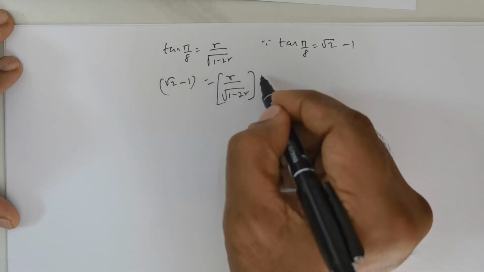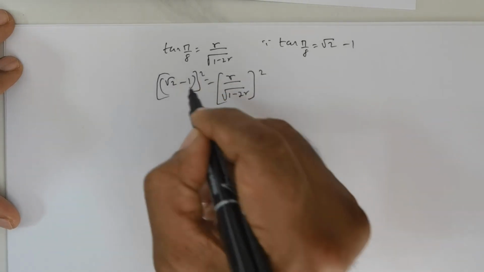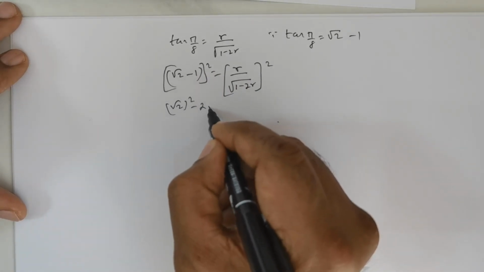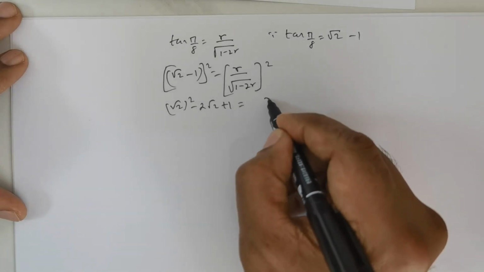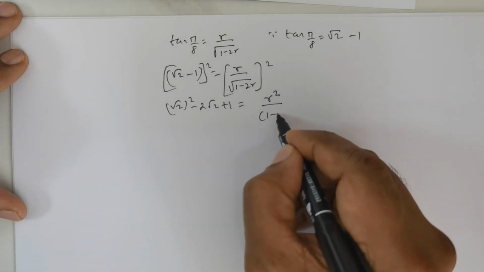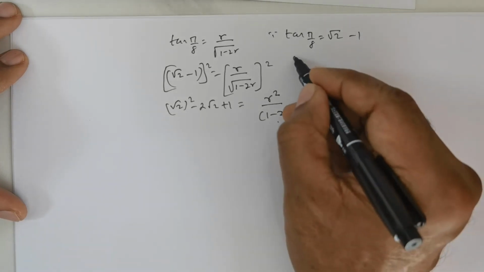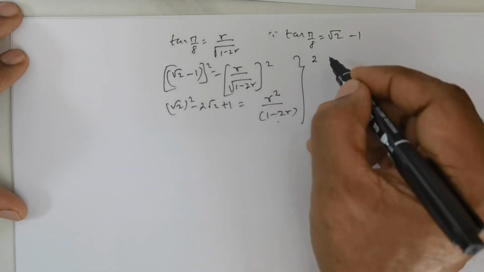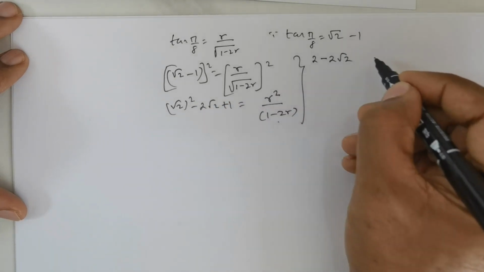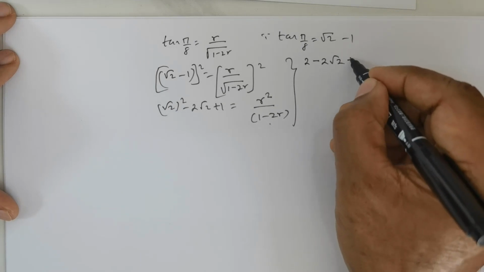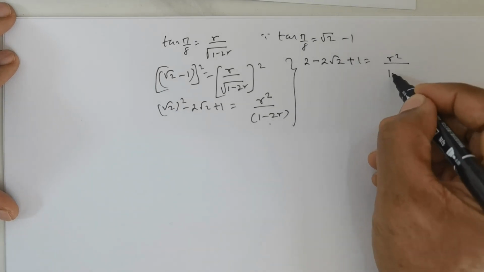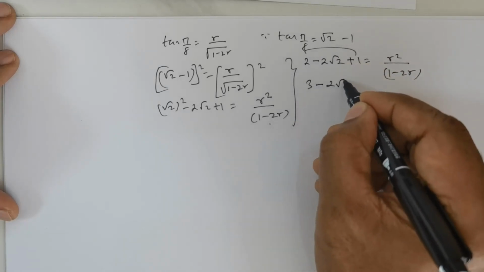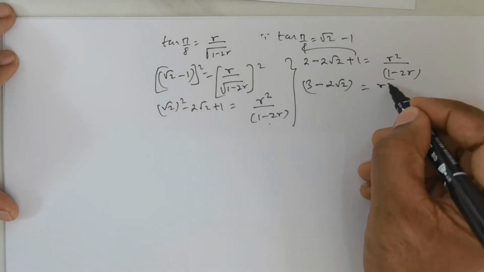And now what I'm going to do, I'm going to square both sides. So if you were to square both sides, I would get root of 2 squared - 2 times root of 2 + 1 is equal to R squared divided by 1 - 2R. And you simplify this. This is root of 2 squared, so it's going to be 2 - 2 times root 2 + 1 is equal to R squared divided by 1 - 2R.